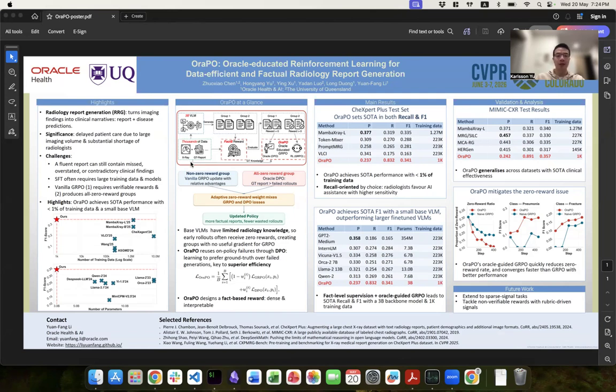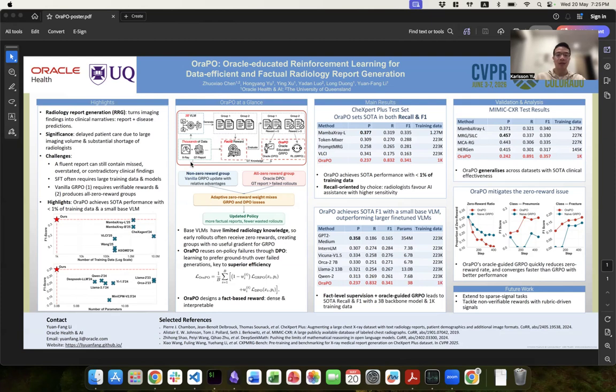However, current vision language models still struggle with clinical factuality. A report might sound fluent, but can still contain missed findings, contradictory statements, or clinically incorrect conclusions. Most existing approaches rely heavily on supervised fine-tuning with very large data sets. More recently, GRPO-style reinforcement learning has shown promise, but it depends on verifiable rewards.